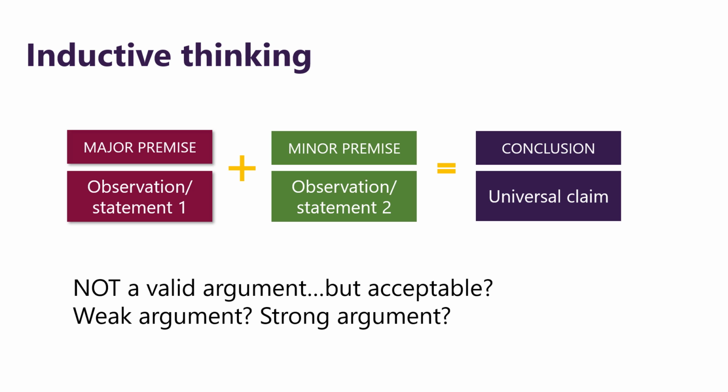Both the major and the minor premises are based on observations or statements with an attempt to draw a universal claiming conclusion. Some will say this is not a valid argument, but at least it can be made acceptable. Is it a weak argument or a strong argument? There's definitely much debate between disciplines in this area, particularly considering differences with qualitative and quantitative reasoning.